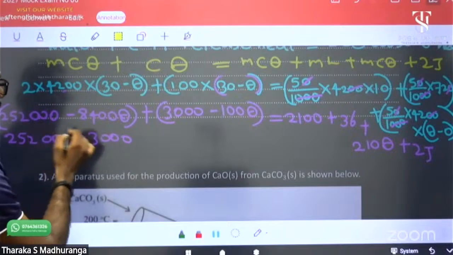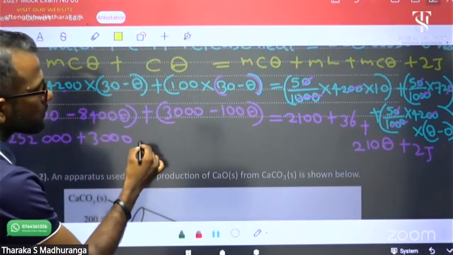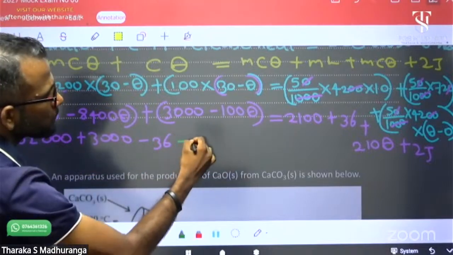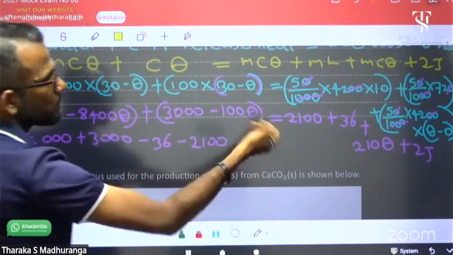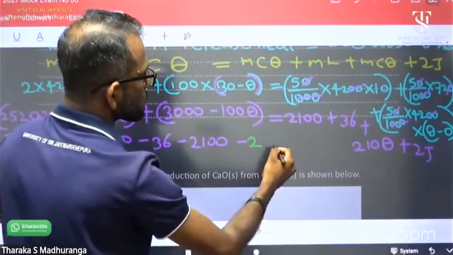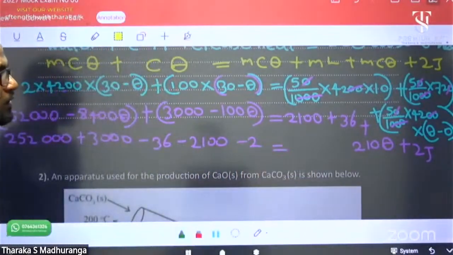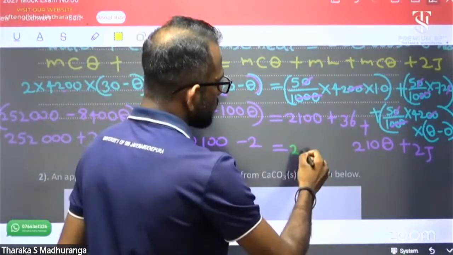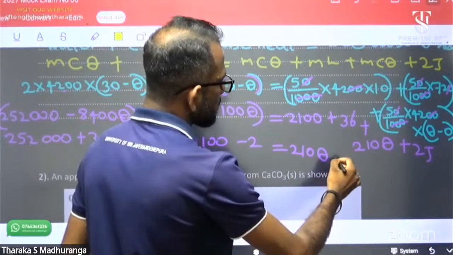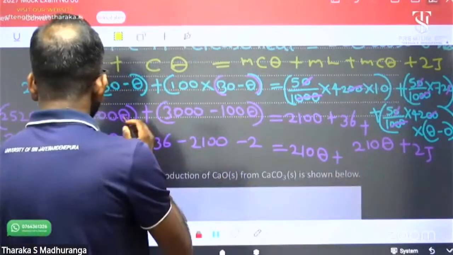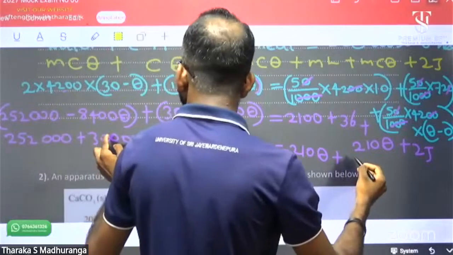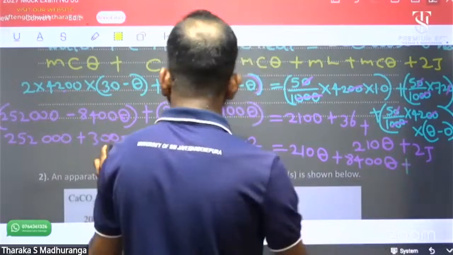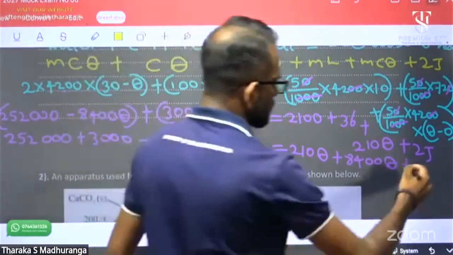Now here it comes: 3000 minus 36 minus 2100 minus 2. Okay, now you can get the theta terms onto this side. 210 theta plus 8400 theta plus 100 theta.